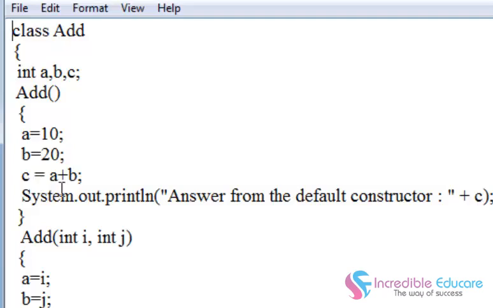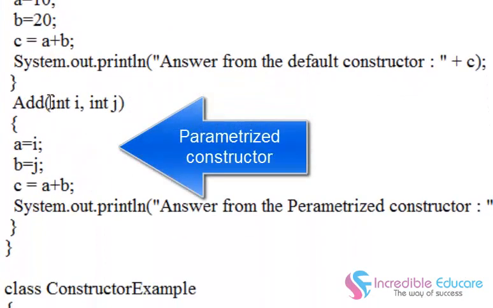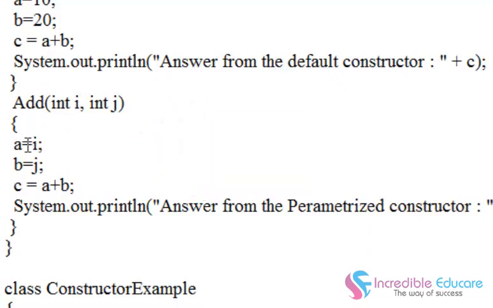And in the same way, another constructor which takes parameters. Here integer value i is assigned to variable a, integer value j is assigned to variable b, and c takes the result of addition of a and b.